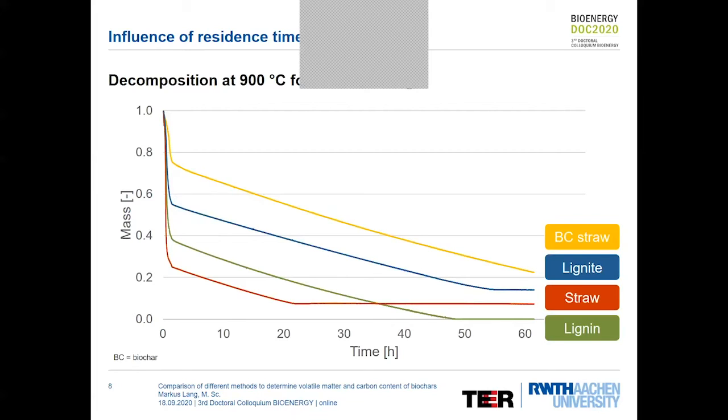And as you can see, after the main decomposition at the beginning, there is a linear mass loss over the residence time. At the end, you reach constant mass, but this is only the resulting ash of the material, as we also determined by proximate analysis. And the material also looks like the resulting ash.